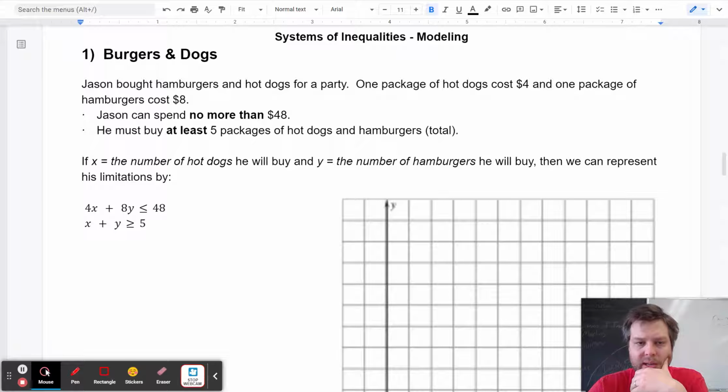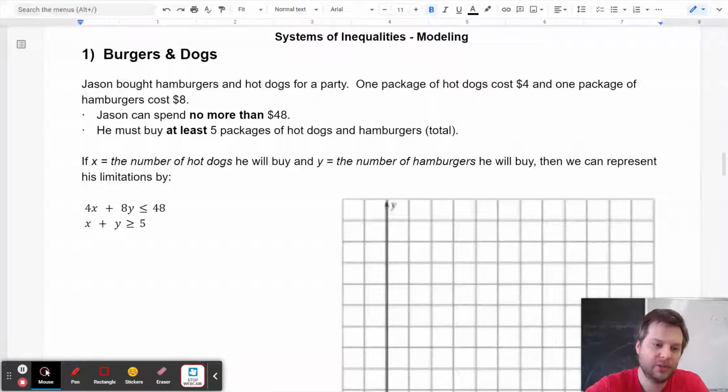All right, so here we have a systems of inequalities word problem where we're dealing with hamburgers and hot dogs, and about how much money you can spend and how many you can purchase. And we were so kind to already give you the inequalities, but you should be able to do this yourself.